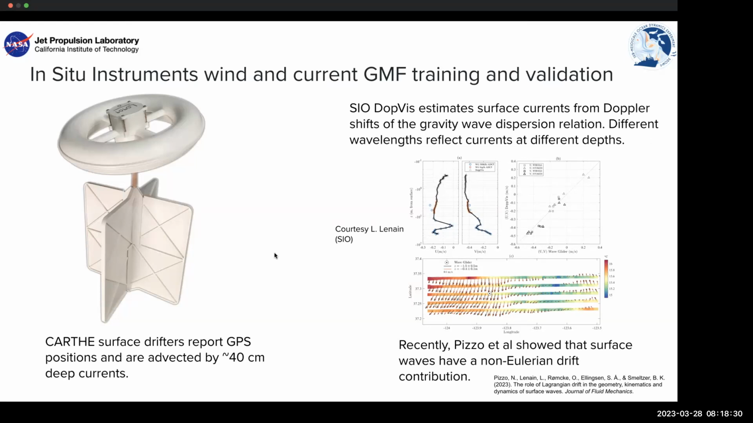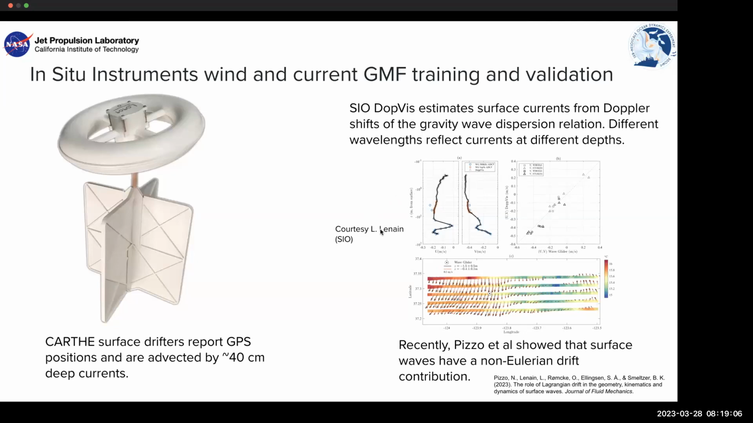And there's a new instrument called DopplerScatt from Scripps that uses the dispersion relation from gravity waves. So they take movies and cross-correlate the movies. They take Fourier transforms of these space-time movies, extract the dispersion relationship, and from the Doppler shift to the free wave dispersion relationship, they can estimate the current at various depths.